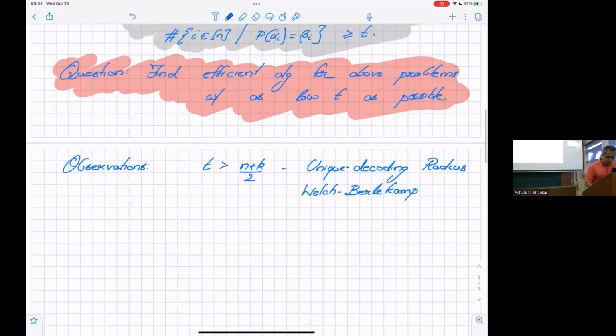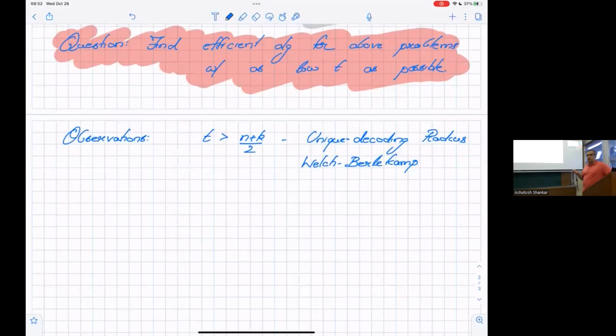Now, what is the Johnson radius? The Johnson radius we saw was up to 1 minus square root of 1 minus delta. So that's the fractional distance up to which you can recover. In other words, the agreement is square root of 1 minus delta. So t being greater than square root of nk, this is the Johnson radius. You want to be able to recover even from t as small as square root of nk, which is significantly small.